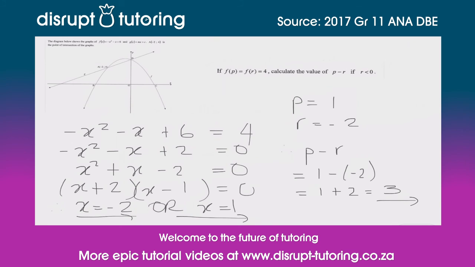Importantly, here we needed to find the x values first. Then we needed to assign those x values to our p and r, and then substitute them into the little expression that they gave us to solve for. Really good job, and a really well-deserved 4 marks.